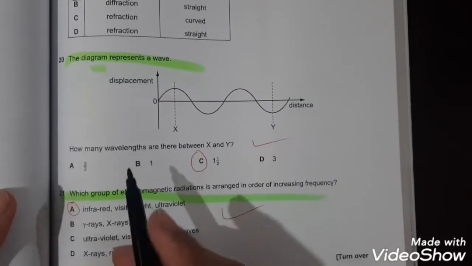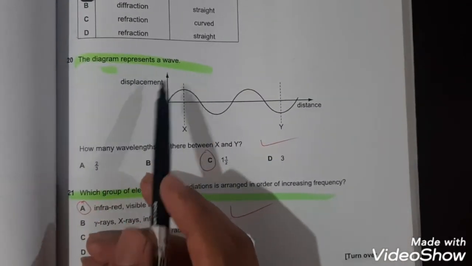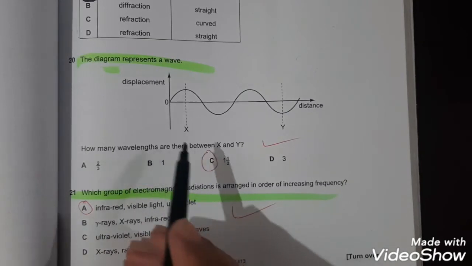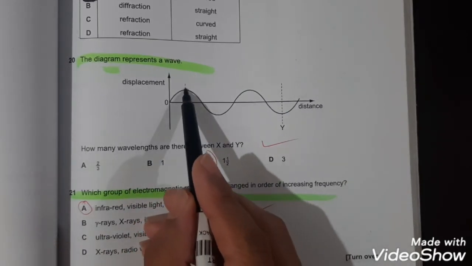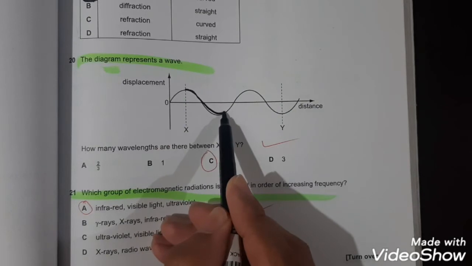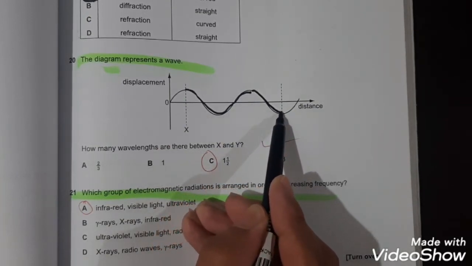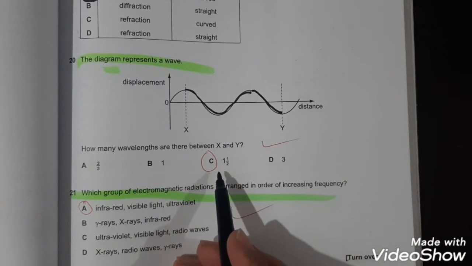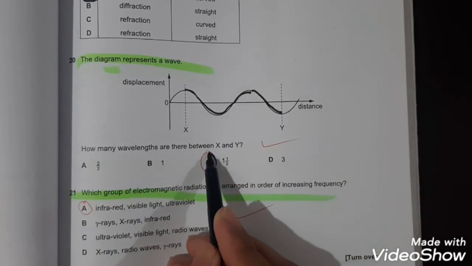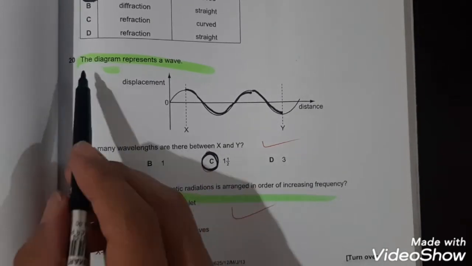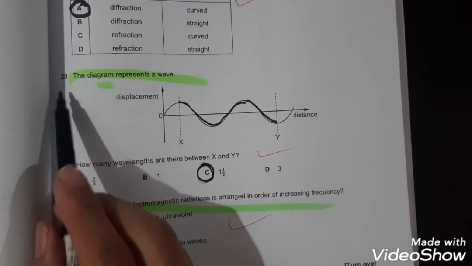Then question 20 states the diagram represents a wave. So how many wave fronts are there between x and y? So from here it starts over here till 1, and then over here it's a half, so it will be 1.5. So we will circle answer C as our correct answer for question 20.